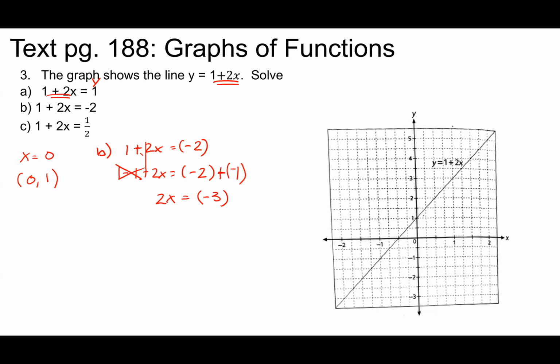So right now I've got 2x over here on the left. How do I get x by itself? No, I'm not going to subtract, because I've got 2 times x. If I subtract something, that's not going to affect my 2 times x at all. I would divide, exactly. So I'm going to divide both sides by 2. These cancel, and I'm left with x equals -3/2, which also equals -1.5 if we change that.